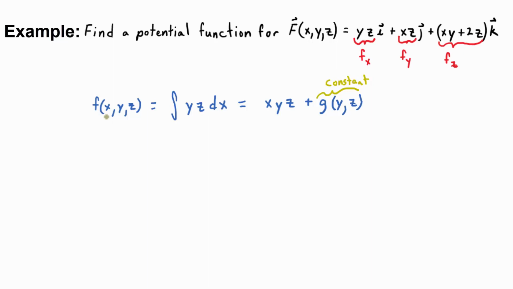Well, I haven't used the other 2 partials yet, right? From f, the vector field. So let's go ahead and take the derivative of this thing we just found with respect to y now and set it equal to the j component. That's my plan. Does that make sense? Okay. So now I'm going to leave off the extra notation. Let's take the derivative of what I just found with respect to y.